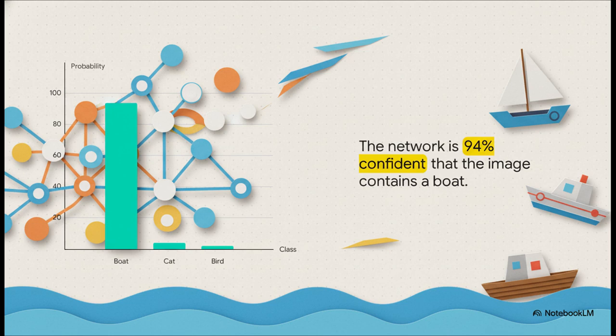For the image we've been using, the fully connected layer has crunched the numbers and calculated the probabilities, and it's 94% confident that the image is a boat, a tiny chance it's a cat, even smaller chance it's a bird. This right here is the payoff moment, where all those layers of abstraction, from simple edges to complex patterns, finally come together to give us one simple, human-readable answer.